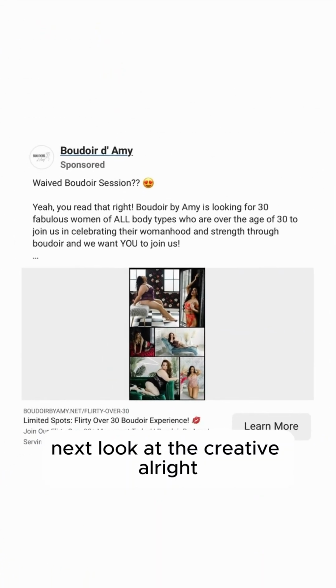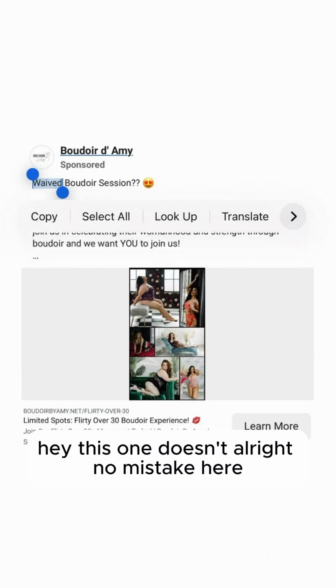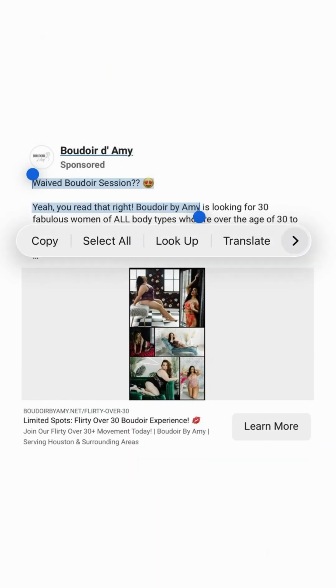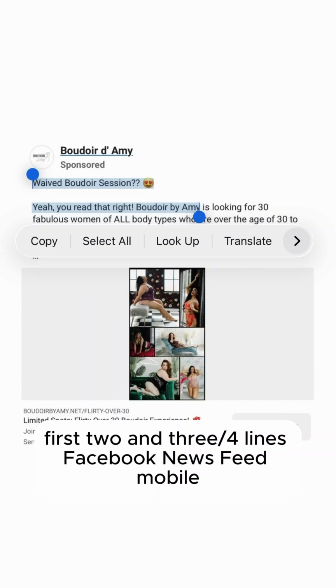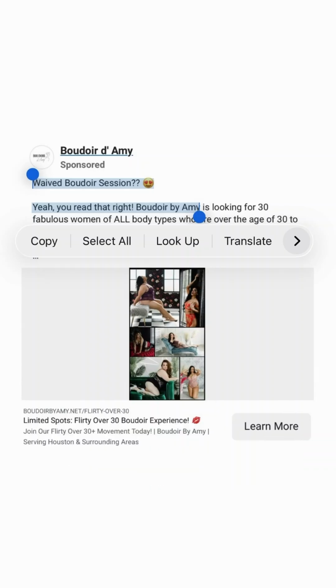Next, we'll look at the creative. All right, no mistake here. All right. Next, we'll look at the see more headline, first 2 3/4 lines, Facebook newsfeed mobile. So let's see what we've got.